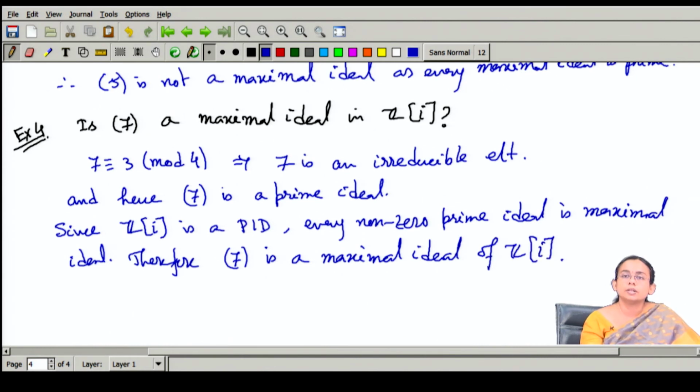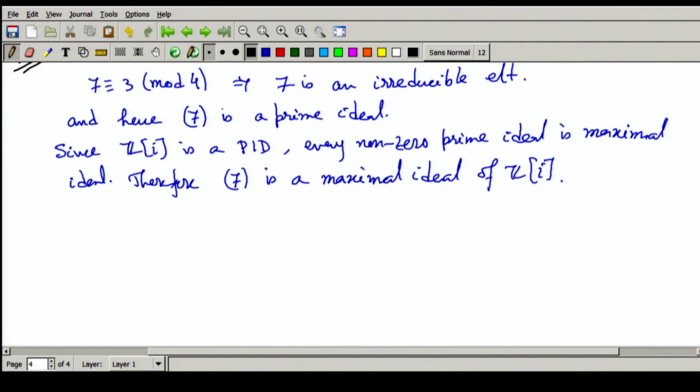So, I have just straight away used the characterization of the irreducible elements in Z[i] and concluded whether this is an irreducible element or not. Now, I will be doing another problem. So, exercise 5.